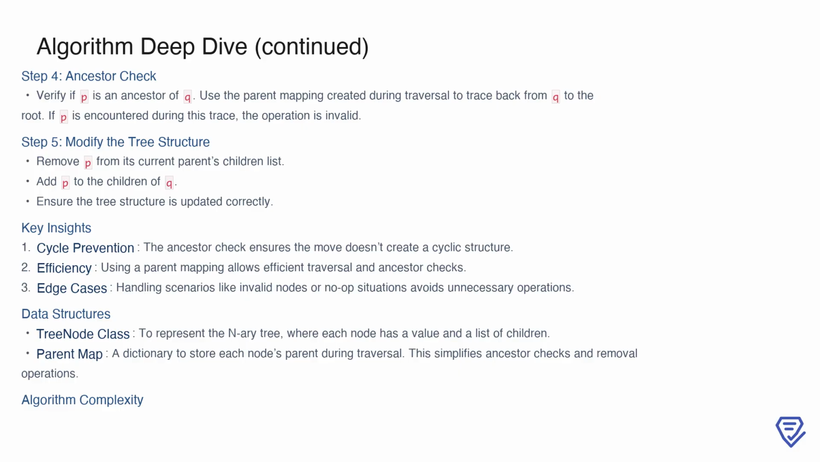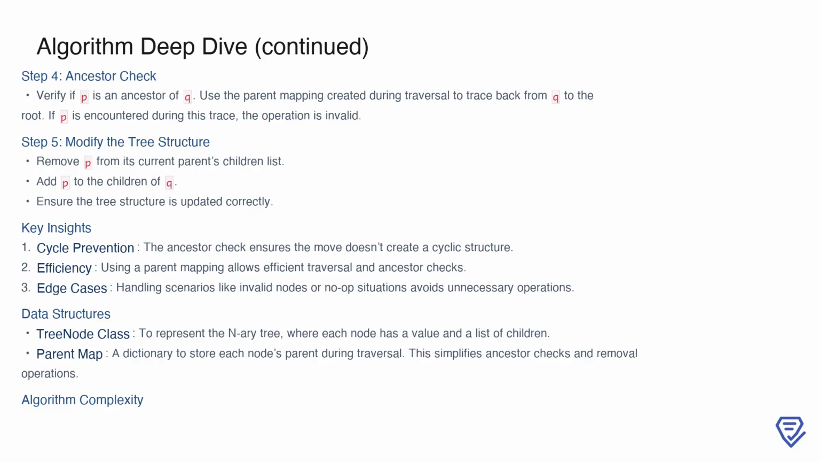After confirming the validity of the operation, we proceed to modify the tree structure. First, we remove P from its current parent's list of children. Then, we append P to the children of Q, effectively relocating the subtree. It's important to ensure that the tree structure is updated correctly throughout this process. Some key takeaways include the importance of the ancestor check in maintaining the tree's integrity, the efficiency of using a parent mapping for traversal and validation, and the necessity of handling edge cases such as invalid nodes or no-op scenarios.